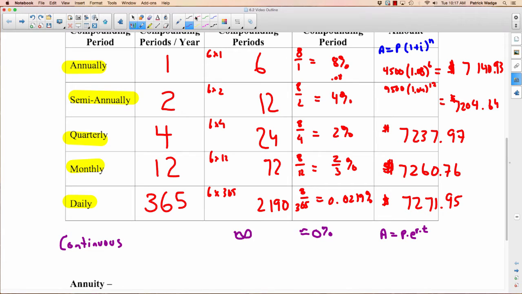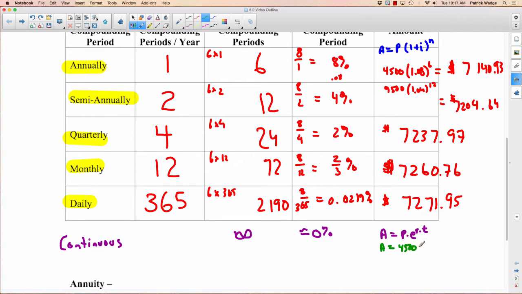Anyway, the way it works is you plug into A, the final amount, so we'll figure out what that is. You plug into P, the principal, which was 4,500 in this case, just like above. E, what the heck's E? E is Euler's number. It's a famous number like pi. You know, pi is 3.14. Well, Euler's number, named after my favorite mathematician, is 2.71828, and it goes on and on and on. It's also irrational, just like pi.